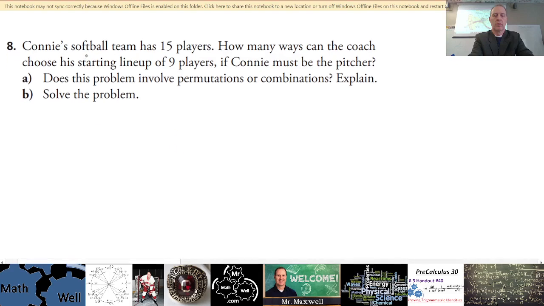Connie's softball team has 15 players. How many ways can the coach choose his starting lineup of 9 players if Connie must be the pitcher? All right, so here's the catcher. Here's Connie. Here's first base, second base, third base. Here's left field, center field, and right field. So that's sort of how we set up a ball team maybe. And Connie has to be pitcher, so she is effectively taken out of the group, already set aside for the pitcher. So there's only one way that the pitcher can be chosen, and that's one player, Connie.